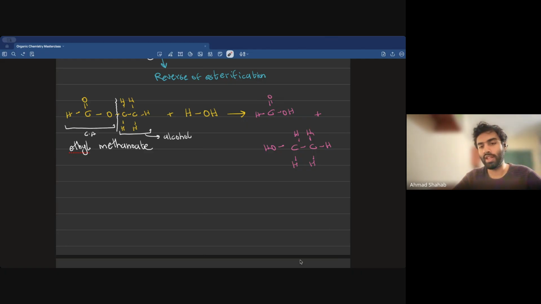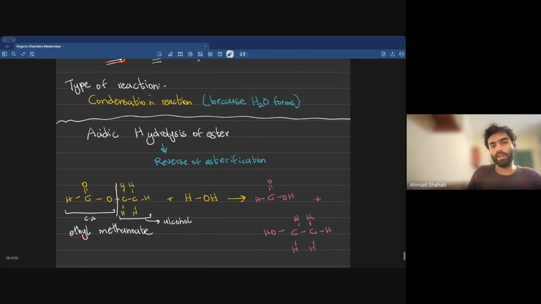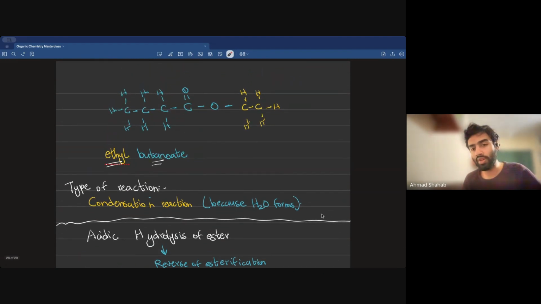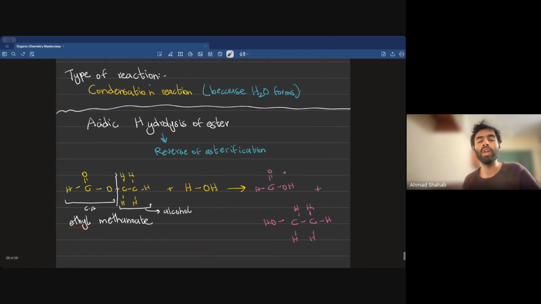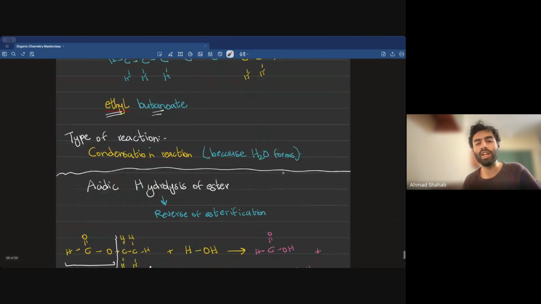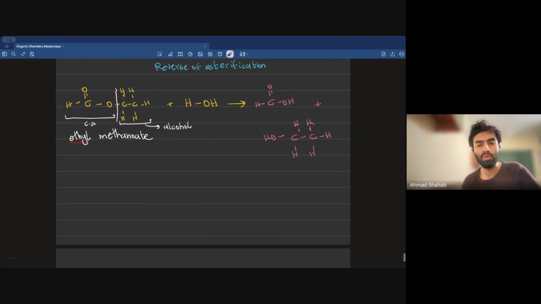Let me explain it again. Zia, just type in the chat if you understood the condensation type of reaction. Does a hydrogen atom come from the carboxylic acid or the alcohol? Where exactly? What hydrogen atom are you talking about?